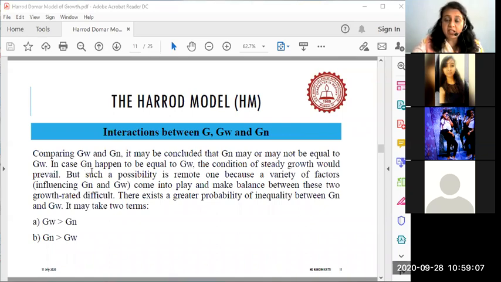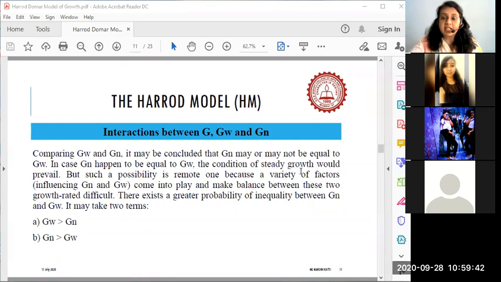In case 10% is equal to 10%, then the condition of steady growth rate would prevail. That means the Indian economy has achieved G. If GW is equal to GN, it means the Indian economy is at G. And what is that G? That G is the 10% growth rate that the Indian economy was trying to achieve, and it has achieved, and it will continue to remain at 10%.